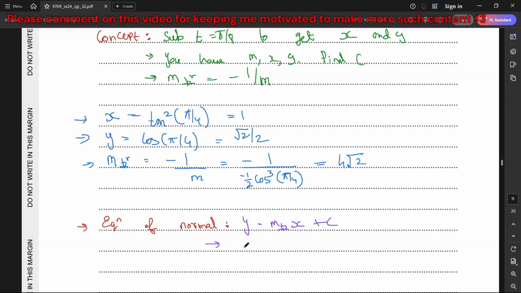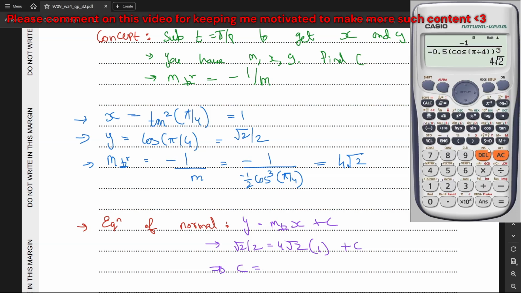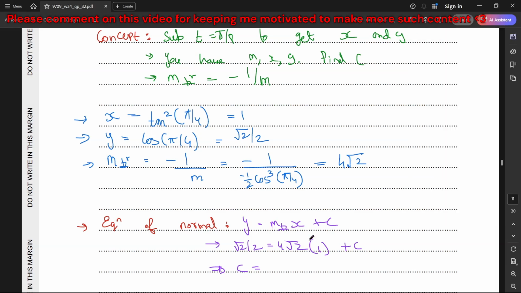Now we know that the value of y is root 2 by 2. The value of m is 4 root 2. The value of x is 1. What will be the value of c? So my c comes out to be root 2 by 2, and then minus 4 root 2, and it's going to be simplified as minus 7 root 2 by 2.